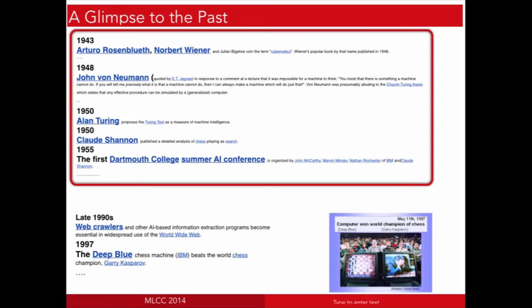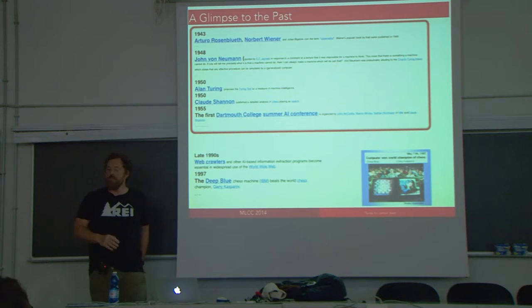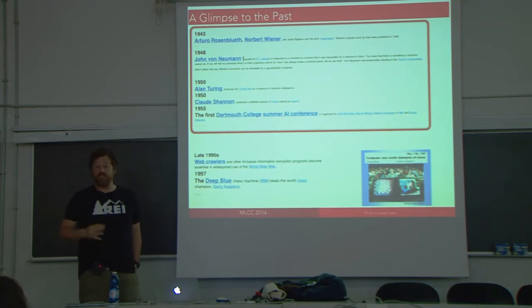People often recall this one meeting in 1955. Do you know about this Dartmouth College? Anybody knows about this? Nobody? So what happened is in 1955, a bunch of people, and here I wrote very small their names, decided that they were going to solve artificial intelligence in a summer.